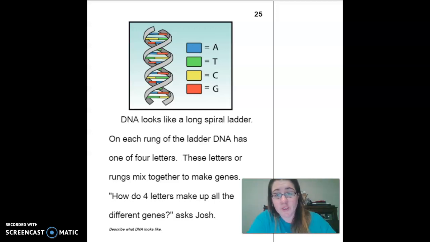So when you look at the genes, each gene has the 4 colors and the 4 letters: A, T, C, and G.